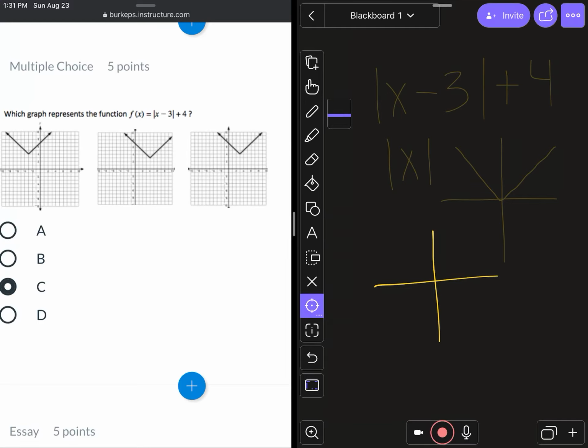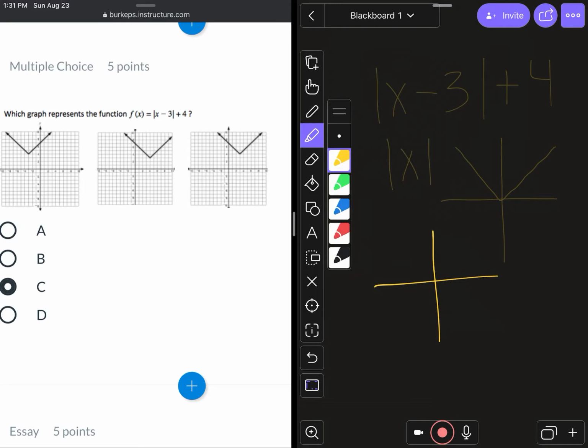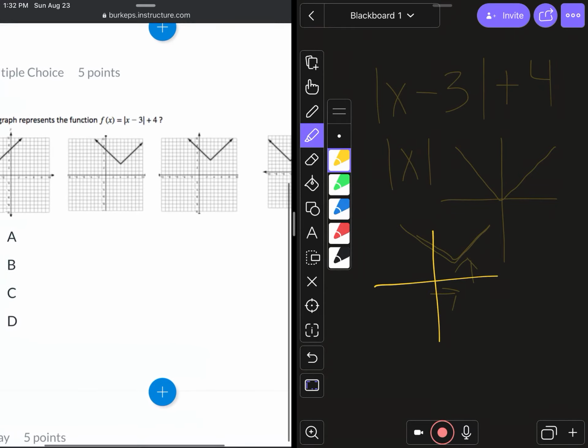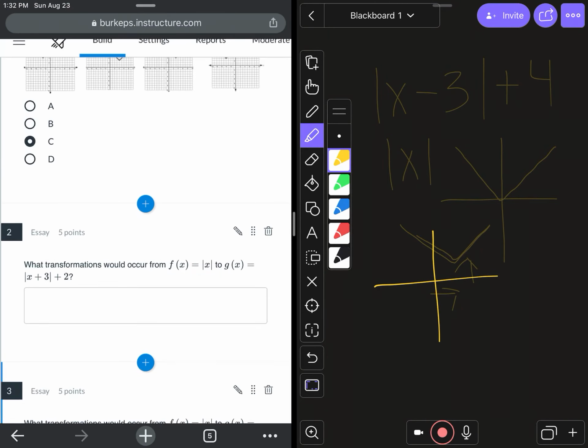Okay, so we're looking at this graph, and we know that we got to shift it right 3 and up 4. Right 3 and up 4. And if I do that, I am going to get a graph that looks like this. So I shifted it right 3. I shifted it up 4. And if you look at your answer choices, the one that matches that is the third one, which is C. Okay, now let's go down to number 2.